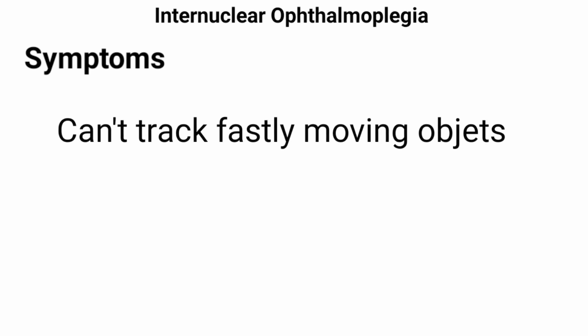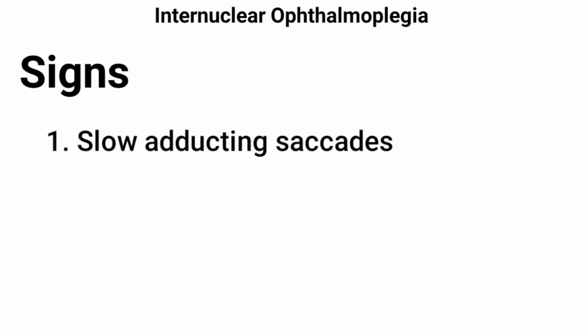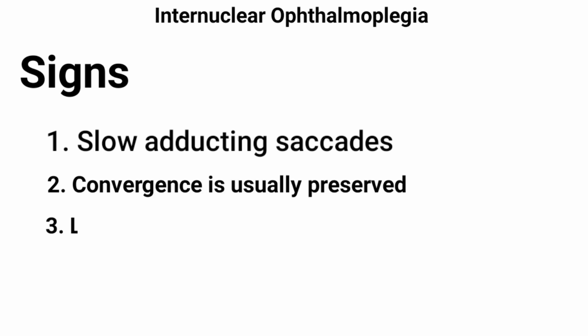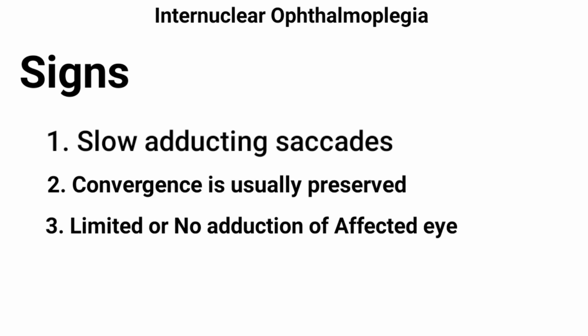Let's discuss what the patient says when he or she comes to your clinic. These patients cannot track fast moving objects. Also, there are complaints of diplopia or double vision. The signs you will see in the examination of a patient with INO will be slow adducting saccades, convergence is preserved, limited or no adduction of the affected eye, and there will be nystagmus in the fellow eye, and we are discussing this in a clinical scenario now.